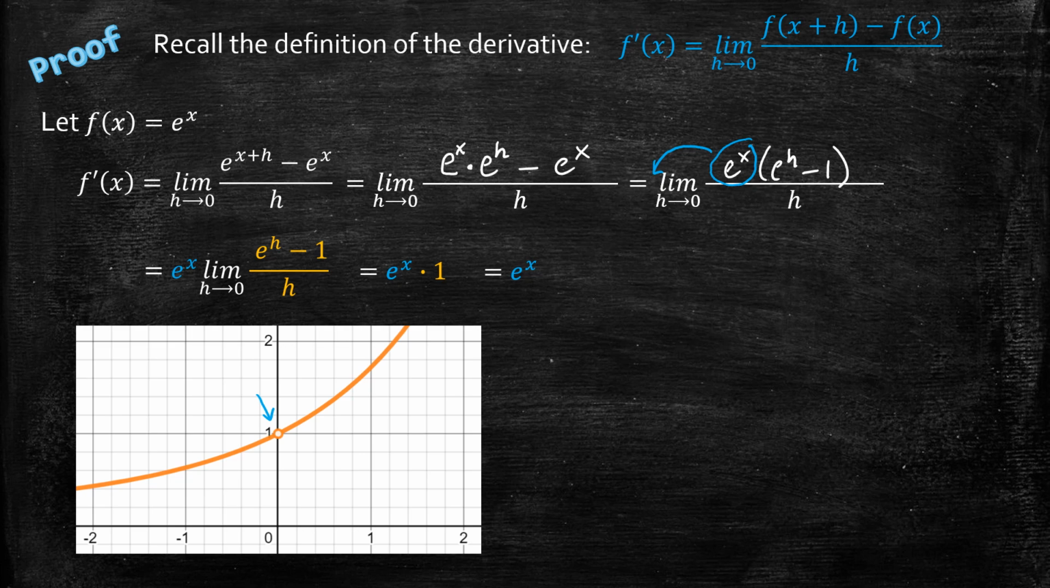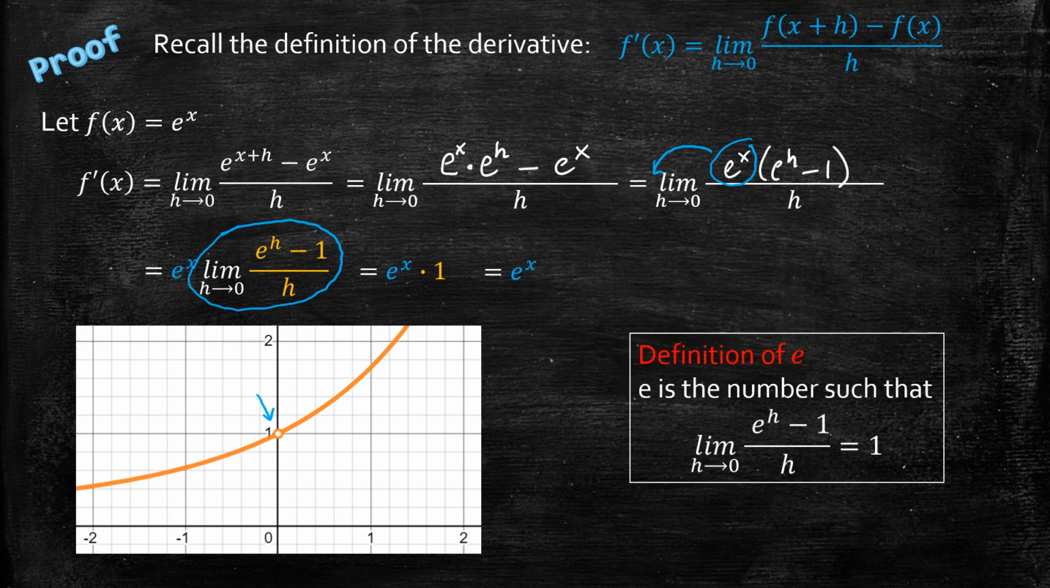But this limit is very, very important because e is the only number that makes it equal to 1. So actually the definition of e is that it is the number that makes the limit of this expression equal to 1. So if I replace that with 2 to the h or 10 to the h, the limit would not turn out to be 1. It would be slightly different. So this is what's special about the number e and why it's such an important base in mathematics, because the derivative of e to the x is e to the x.